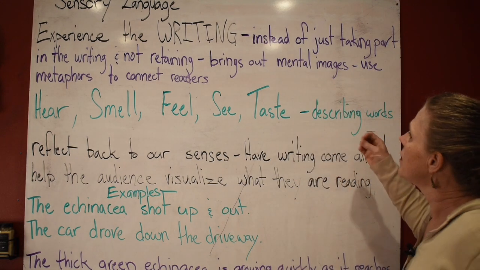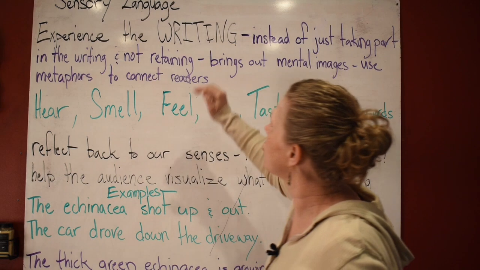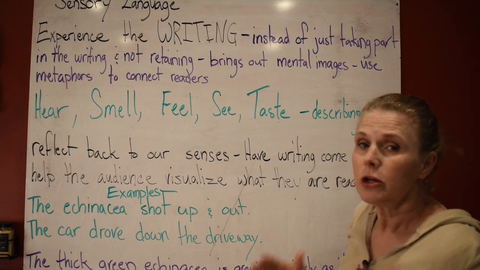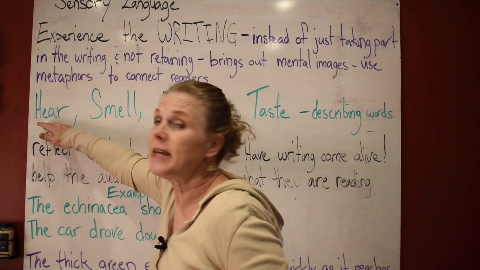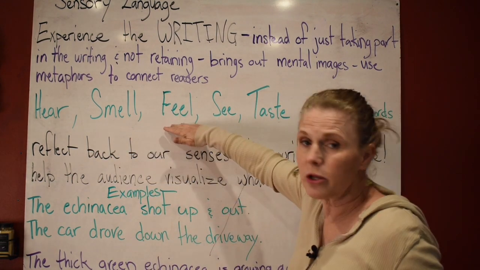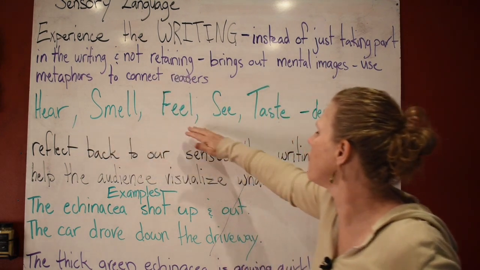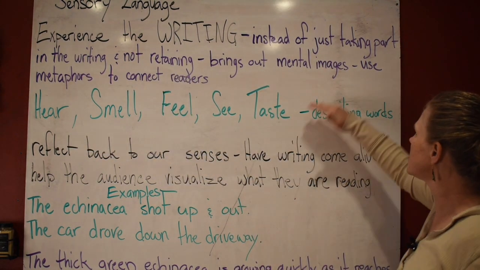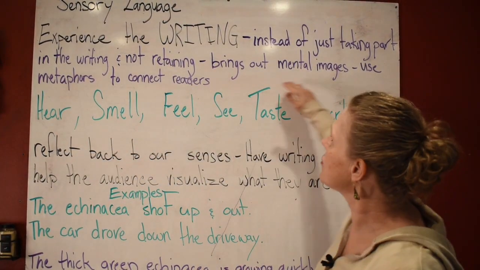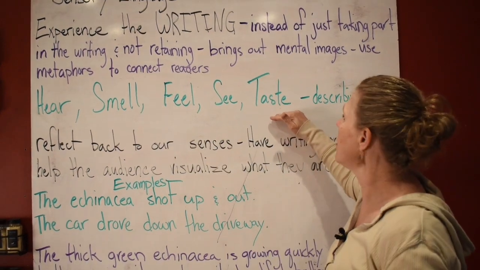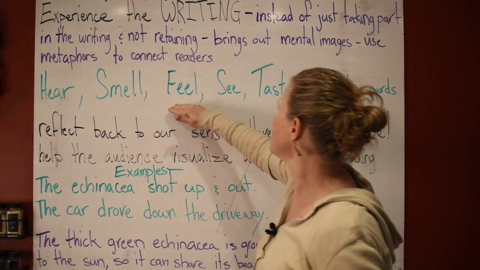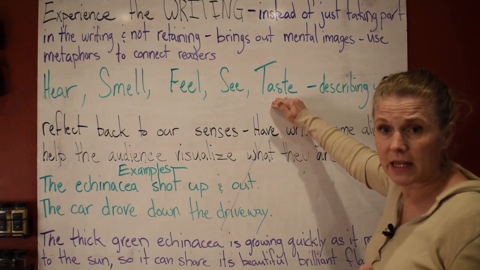Here are the describing words for your sensory language. You want to describe the hearing. What are you hearing? What are you smelling? What are you feeling? So hear, smell, feel, see, taste. Describe these things that you are doing. This is everything to do with sensory language. All of these senses right here: hear, smell, feel, see, and taste. These are your 5 senses.